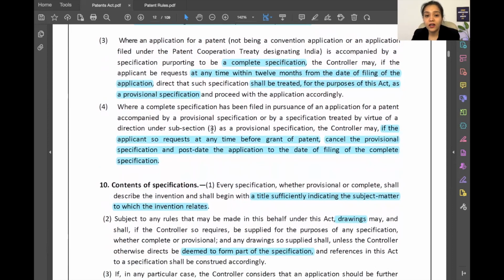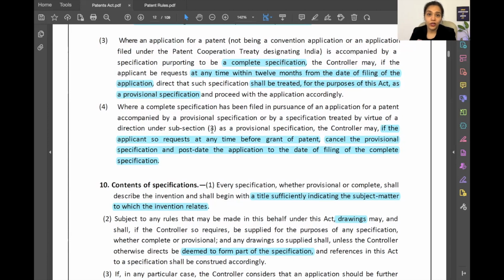Subsection 4: where a complete specification has been filed in pursuance of an application for a patent accompanied by a provisional specification, or by a specification treated by virtue of a direction under subsection 3 as a provisional specification, the controller may, if the applicant so requests, at any time before grant of patent, cancel the provisional specification and post-date the application to the date of filing of the complete specification.